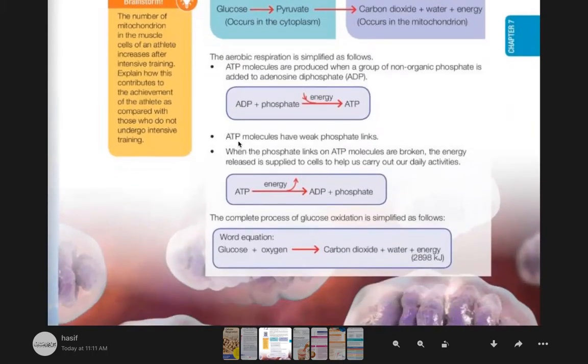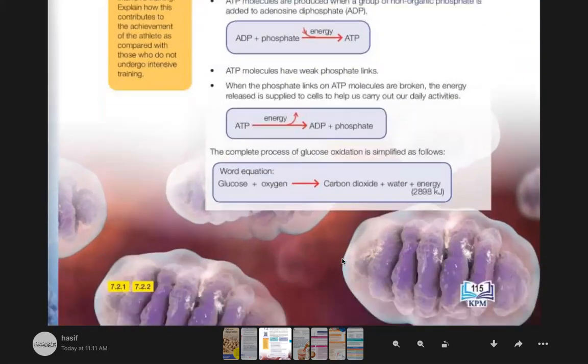Okay. So ATP molecule have weak phosphate link. When the phosphate link on the ATP are broken, the energy will be released to the cell to help us carry out daily activity. So ATP ni, okay, daripada mitochondria ni, okay, awak kena ingat tenaga ni dia need to be transfer, okay, in the form of ATP.